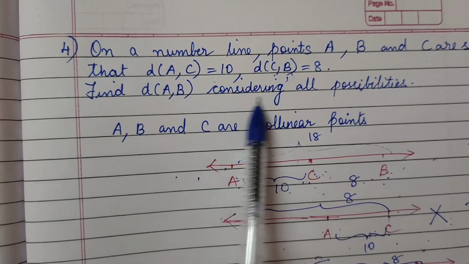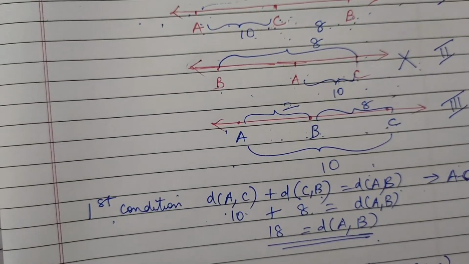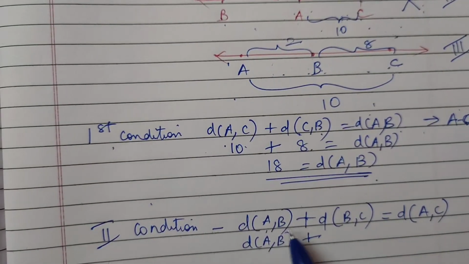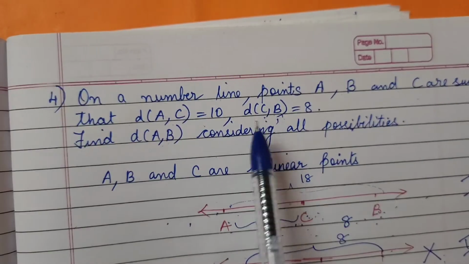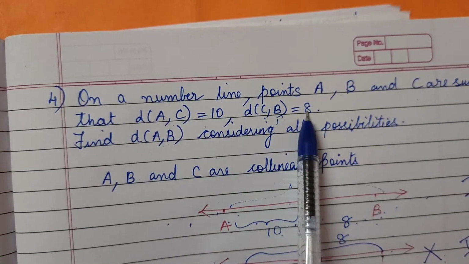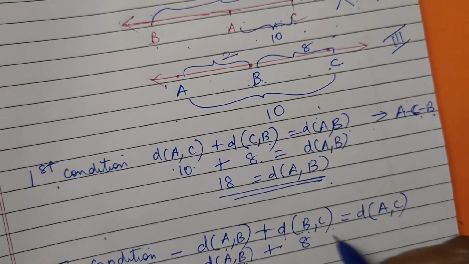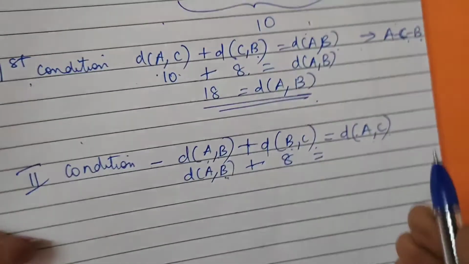Now, is AB given? No, AB has to be found out. Let it be like this. So we will write distance AB as it is, because we have to find that. Distance of BC is what? CB or BC, same. How much is it? 8. So I'll write 8. Distance of AC. AC is how much? 10. So I'll write 10.